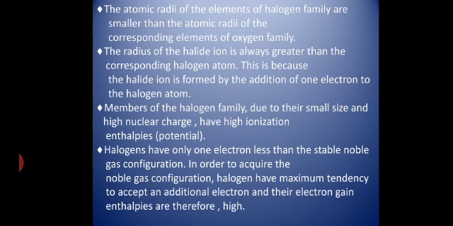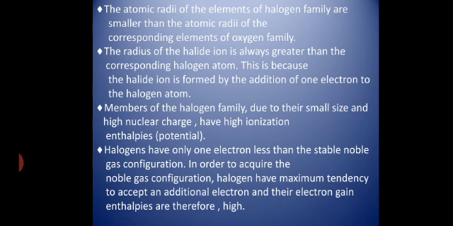Now if you look at the atomic radius, you can see on the screen that the atomic radii of the elements of the halogen family are smaller than the atomic radii of the corresponding elements of the oxygen family. If you come down the group, the atomic radii and the ionic radii increase, because down the group the number of shells increases.